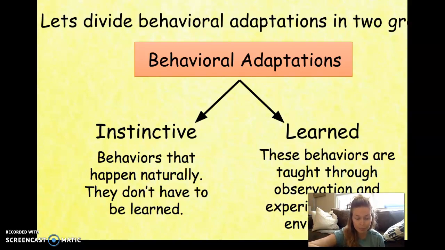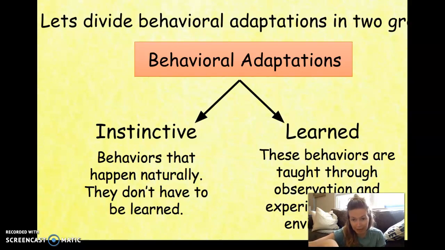Okay. Instinctive, have you ever heard the word instinct? They're behaviors that happen naturally. They don't have to be learned. So it's a behavior or an action that the animal was born with. Okay, they don't need to practice it. They don't have to learn it. They didn't learn it in class. Okay, they were born with it.